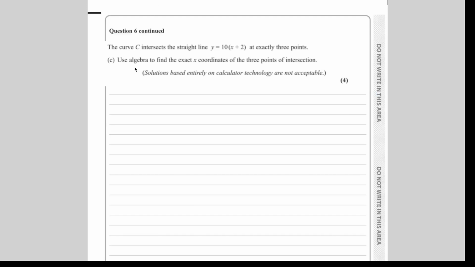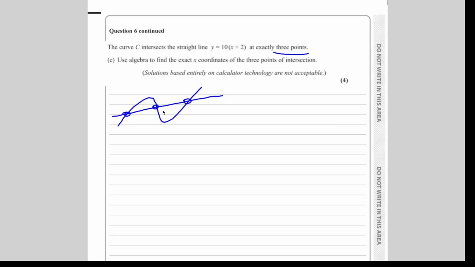Part C. The curve C intersects the straight line y equals 10 times x plus 2 at exactly 3 points. Use algebra to find the exact x coordinates of the 3 points of intersection. Now we have a straight line here, we have a curve here. There are points of intersection. As soon as you get points of intersection, now there's a curve like this, there's a straight line here. These are the 3 points.